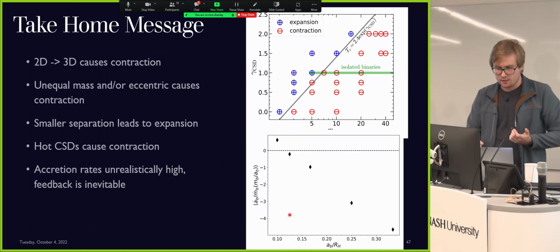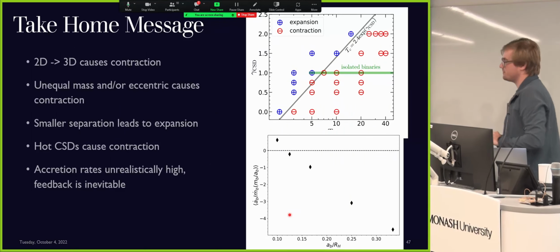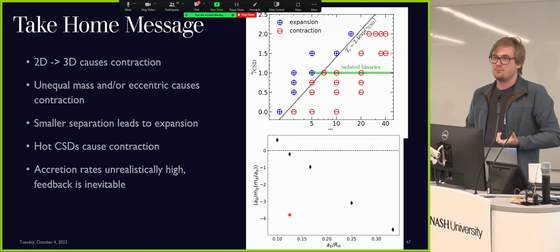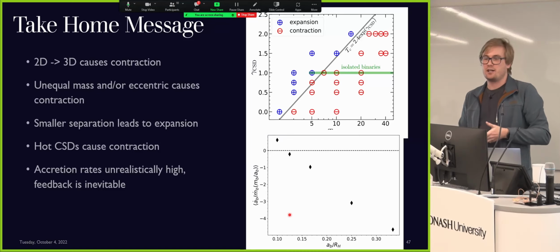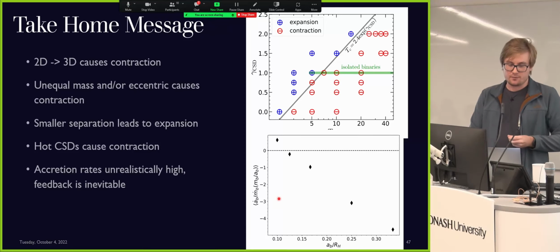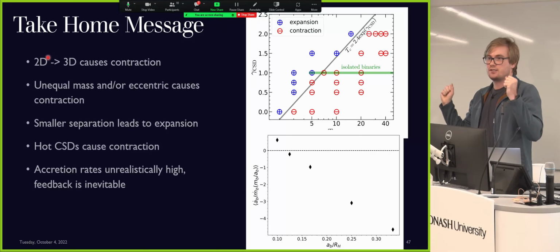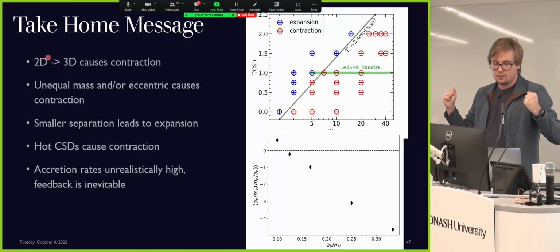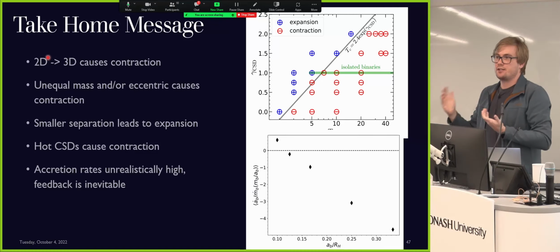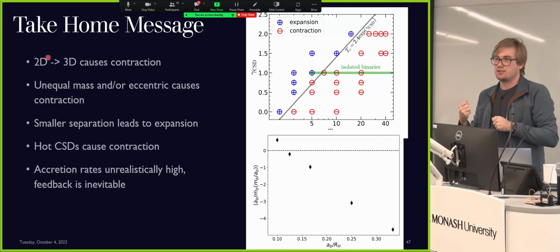I'm just going to gloss over this. So just a one slide take-home message, since we've got very little time left. What we've found from our binary black hole simulations is that it's very, very easy to make these black holes merge in an AGN disk. The hardest ones to make merge are the equal mass, non-eccentric circular orbit black holes. These want to expand. But if you start changing anything about them at all, like the mass ratio or the eccentricity, that starts to force them to merge.